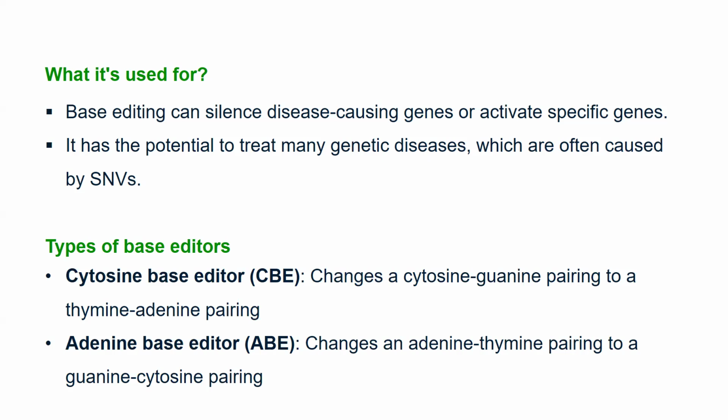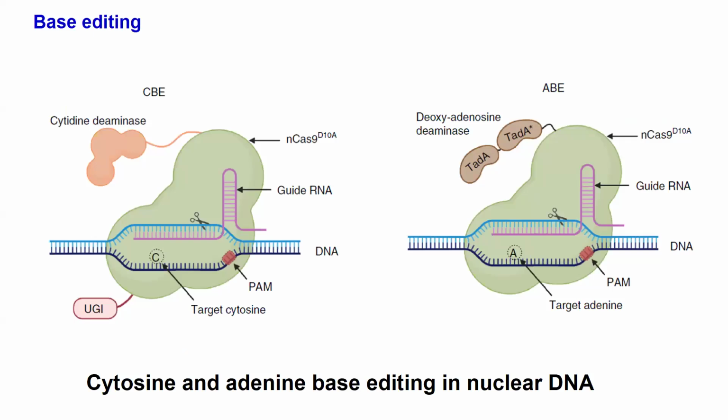But base editing can be of two types: the cytosine base editor, and the other one, the adenine base editor. The cytosine base editor changes a cytosine-guanine pairing to a thymine-adenine pairing. On the other hand, the adenine base editor changes an adenine-thymine pairing to a guanine-cytosine pairing. So a specific base pair can be changed here. Base editing is demonstrated as CBE, cytosine base editor, and here the adenine base editor, showing how it can be done.